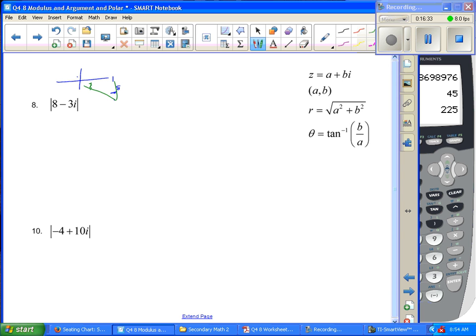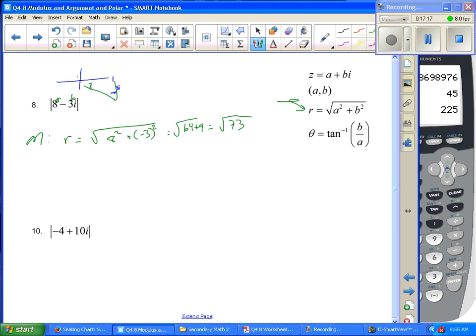But I'm going to start with the modulus. So for my modulus, I'll say R equals, there's my A, and there's my B. So I say R equals root, I do A squared, so 8 squared plus B squared. 8 squared is 64. Negative 3 squared is 9, so I get root 64 plus 9. Add those together, I get root 73. And then there's not a perfect square that goes into 73, so I just leave it like that. If you want to, you could type that in the calculator and get the decimal number.